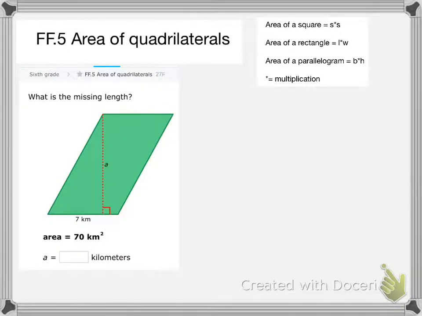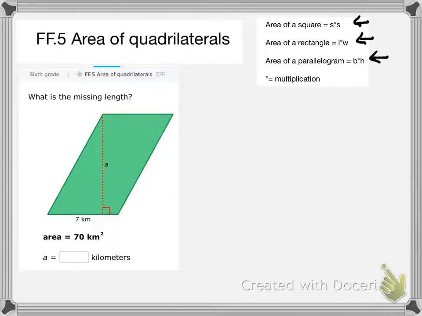All right, on to FF5, area of quadrilaterals. So this section will have the area of squares, the area of rectangles, and the area of parallelograms. The area of a square is the side times the side, the area of a rectangle, length times width, and the area of a parallelogram, base times height.